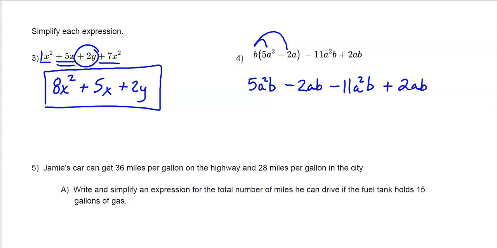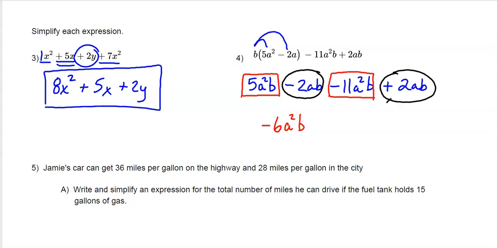And I'm going to try to gather some people up. So this is the a squared b family. This is also the a squared b family. So when I combine those, I have 5 positives and 11 negatives, so that's going to be 6 negative a squared b's. And then when I focus on what's left, I have negative 2ab's and then a positive 2ab's, which are just going to cancel each other out. So final answer, negative 6a squared b.